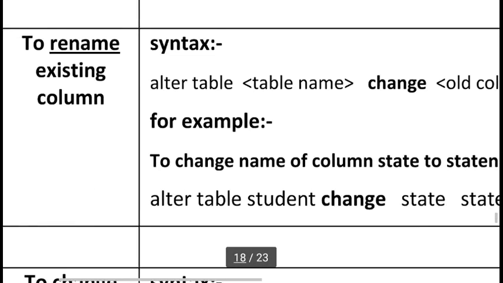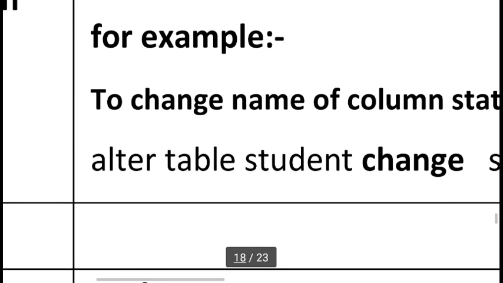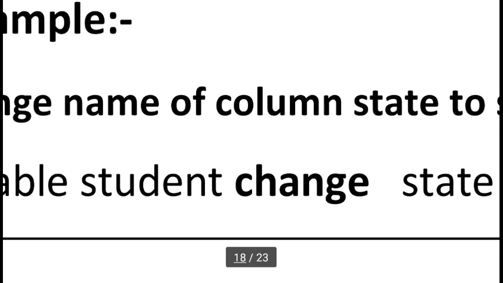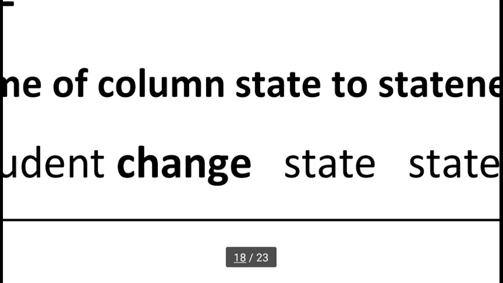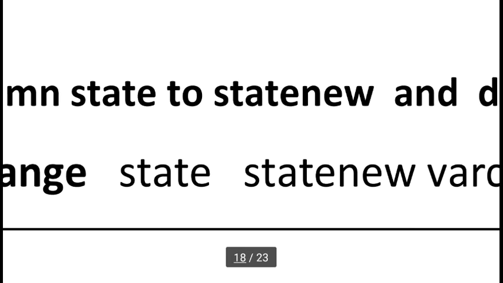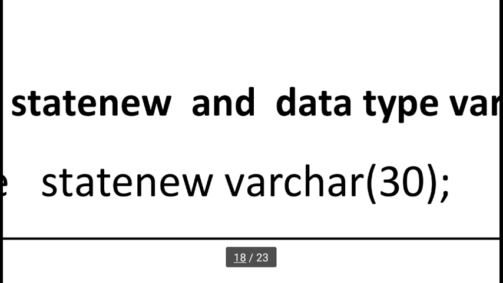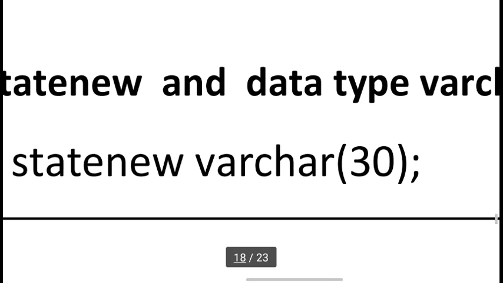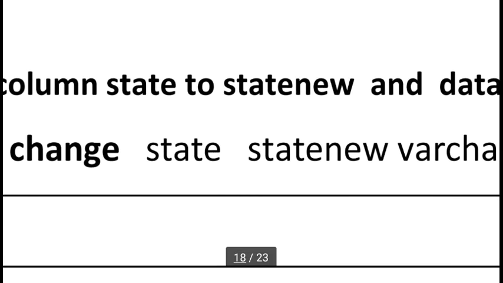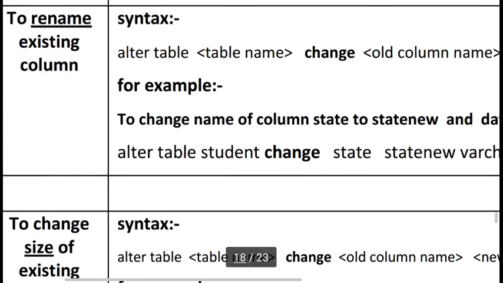So simply: ALTER TABLE student. Here we use the CHANGE keyword, because I want to change the name. The old column name is state, the new column name is state_new. We can also increase or decrease the size, VARCHAR 30 and a semicolon. So the new thing is that we can change the column name permanently.